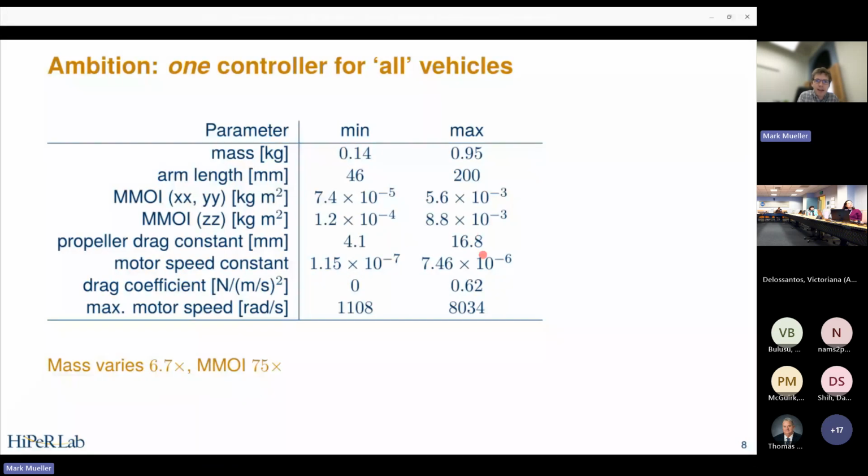Propeller constants and the actuation of the system differ by orders of magnitude. So what we want is to create a controller that will fly any vehicle within this set of parameters without us having to do any work of identifying or modeling the vehicle. Think of it as a little chip: I want to be able to glue this chip onto any quadcopter and have it fly the quadcopter without any additional engineering.